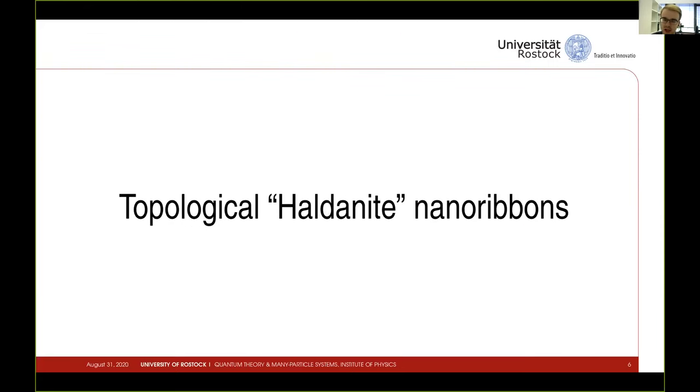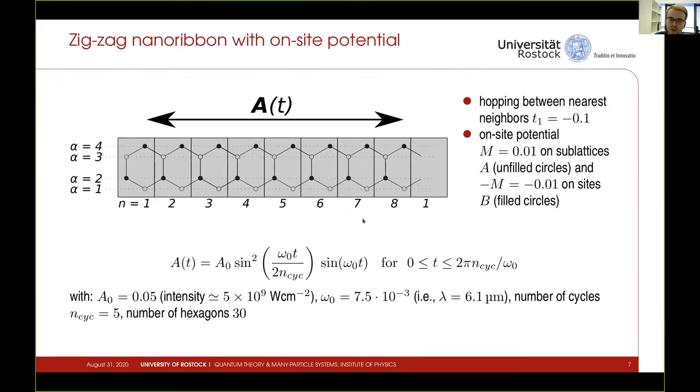In my talk here, I will concentrate on Haldane nanoribbons. So again, this Haldane model which you've heard about today. We have this ribbon here. So it's not a plane, but just this single ribbon with periodic boundary conditions. Inside one unit cell, this rectangle, there are four sites. So in the end, there will be four bands, and this is not so easy to calculate analytically anymore. Then you see these filled and unfilled circles, which correspond to different sublattice sites and different onsite potentials. So this is not really graphene, but more like hexagonal boron nitride, for example.